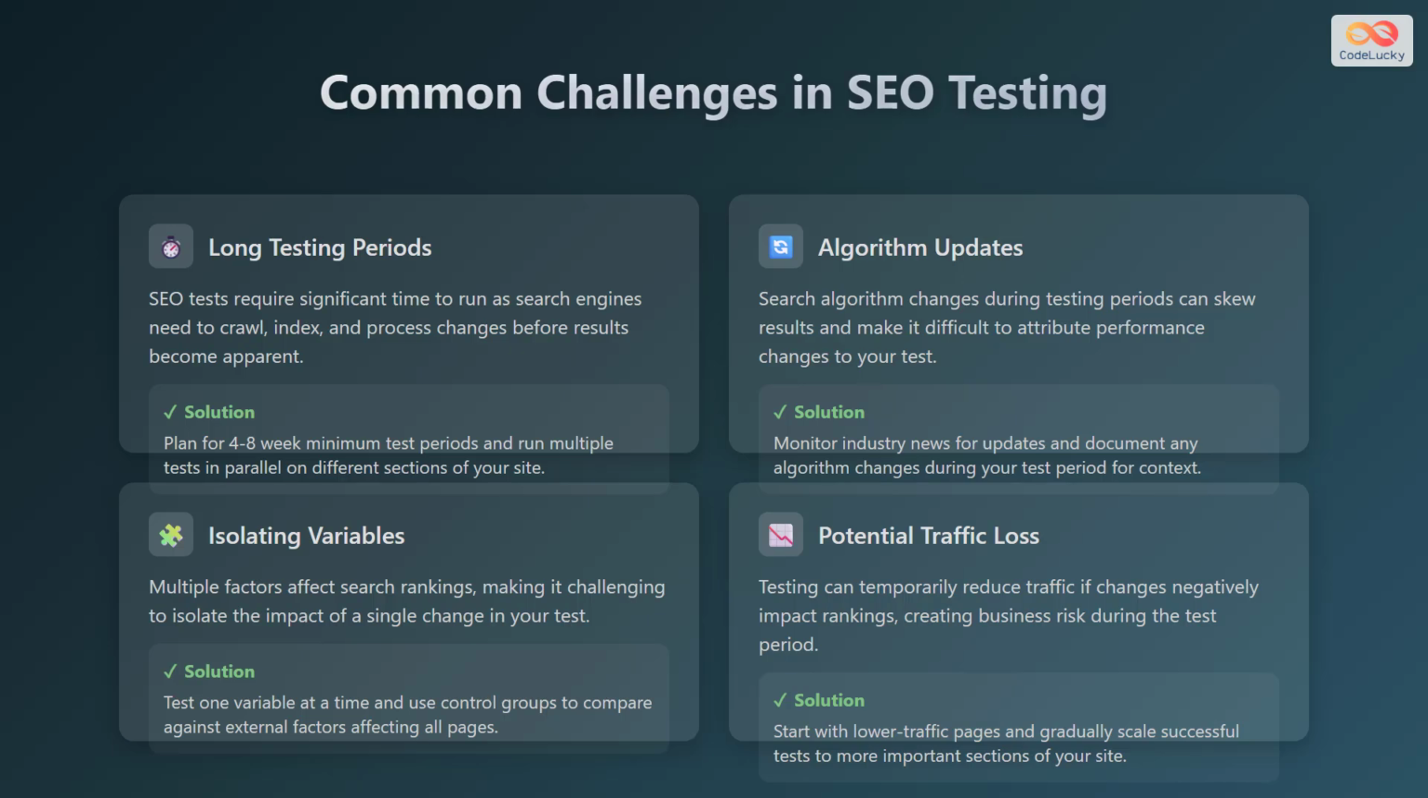Also, isolating variables can be challenging. Multiple factors affect search rankings, making it challenging to isolate the impact of a single change in your test. A good approach is to test one variable at a time and use control groups to compare against external factors affecting all pages. Finally, there is a risk of potential traffic loss.